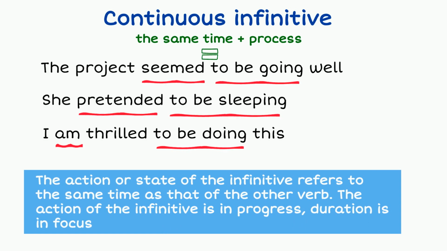The continuous infinitive shows that the action or state expressed by the infinitive refers to the same time as that of the other verb. But it also indicates that the action of the infinitive is in progress, duration is in focus. Like in the first example, to be going is the process happening at the same time when it seemed. The same in the second sentence. She pretended to be sleeping. Pretended and to be sleeping refer to the same time, and to be sleeping is a process. And one more example. I'm thrilled to be doing this.